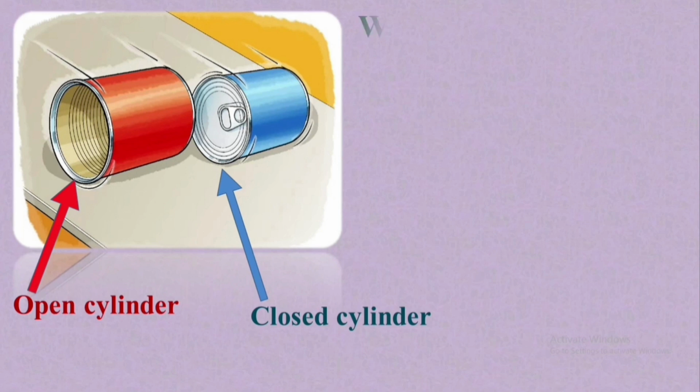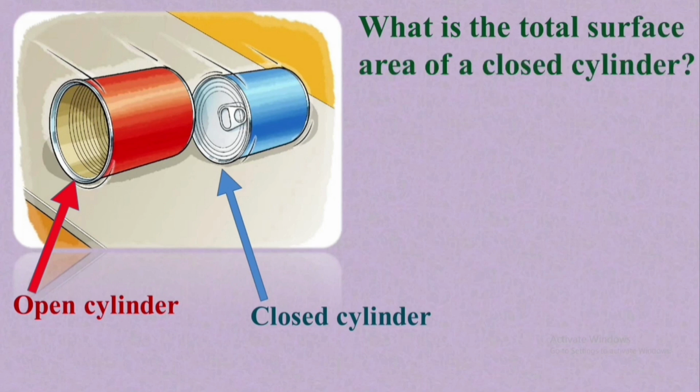So what is the total surface area of a closed cylinder? Before I define this, I want you to note that total surface area is the same thing as area. For three-dimensional figures, which are also known as 3D figures, like the cylinder, the cone, cuboid, the prism, and so on and so forth, we use total surface area to express the area. This is because 3D figures are formed from a combination of two or more 1D and 2D figures.